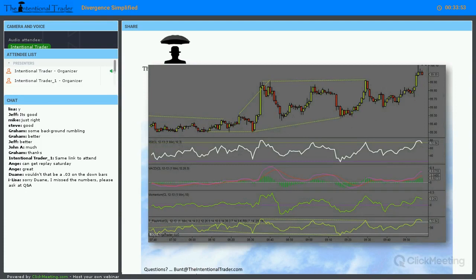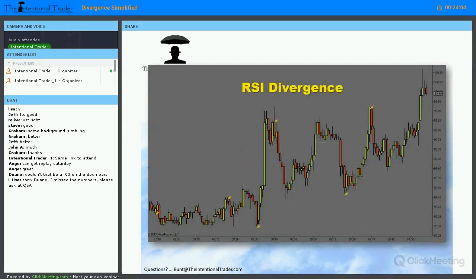Now, take a look at this chart. This chart is showing divergence. So this is very typical, and you may be using all of these oscillators to find divergence. This is what we use to find divergence. This is the same chart showing the same divergence signals from the RSI oscillator.